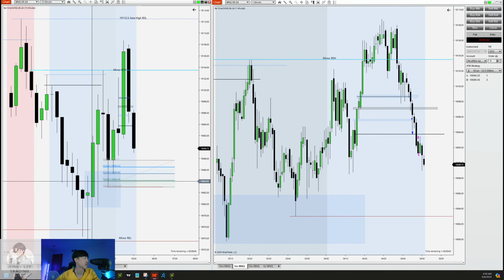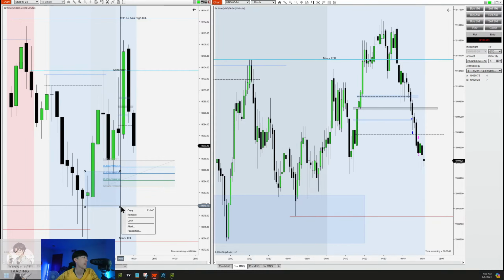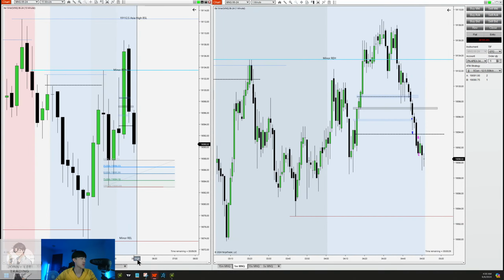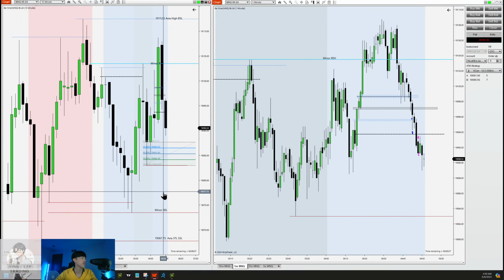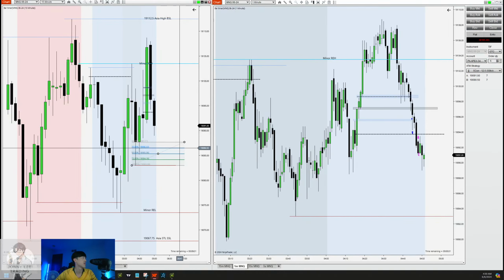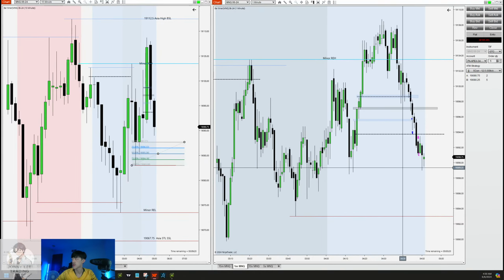I'm going to get rid of the indicator there. Get rid of this BISI as well. We have clean charts. This is a rejection block here too. So we're watching this. If we start to see displacement to the upside, I would have no issue with re-entering.